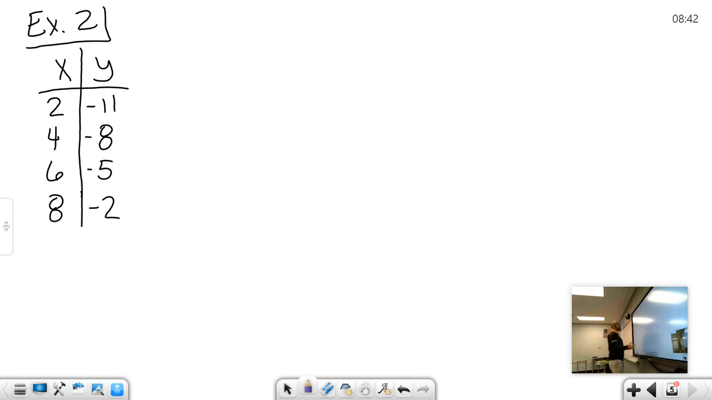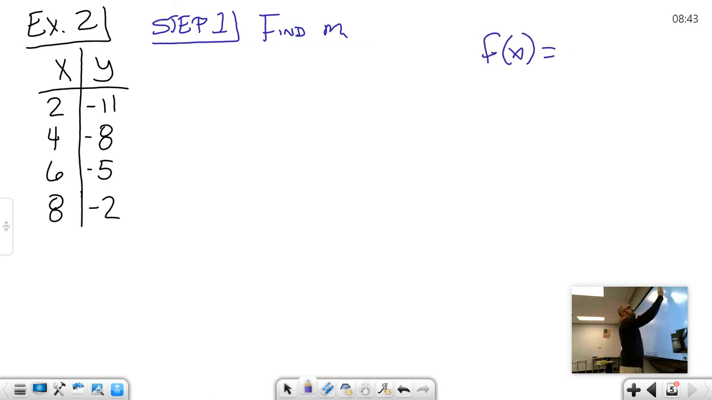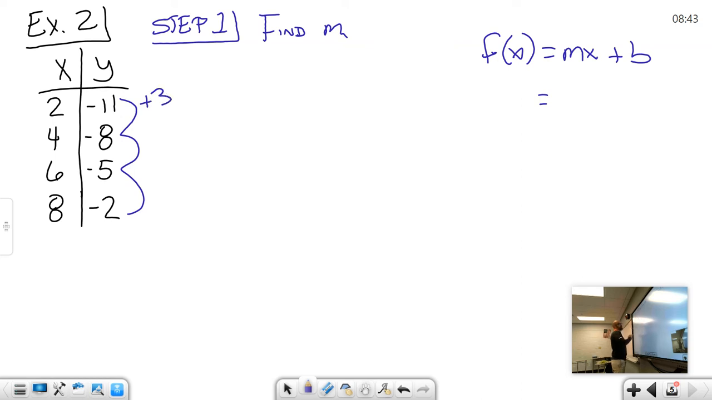So we think about our steps here. Step 1, we're going to find m. We're going to find the slope. And how do we find that? Change in y over the change in x. So there is my function rule out here. f of x equals mx plus b. I'm just going to fill these parts in as we go. So my change in y, I'm looking at these points, how they go from point to point. -11 to -8, we're adding 3. -8 to -5, we're adding 3. -5 to -2, we're adding 3.